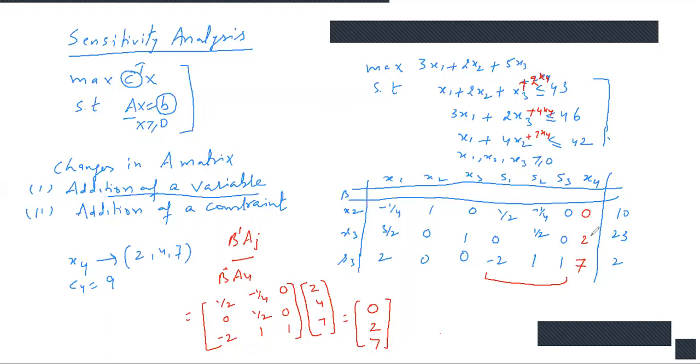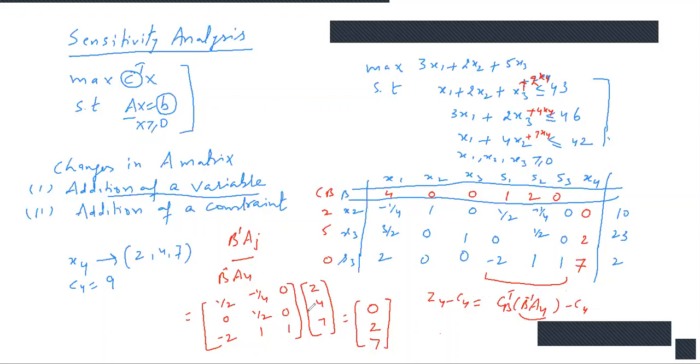Now, in order to see whether this addition affects my optimality or not, I have to calculate the Zj minus Cj for this fourth variable, Z4 minus C4. The other Zj minus Cjs are 0, 0, 1, 2, 0. And CB for the basic variables is 2, 5, 0. So how to calculate Z4 minus C4? This is CB transpose B inverse A4 minus C4.